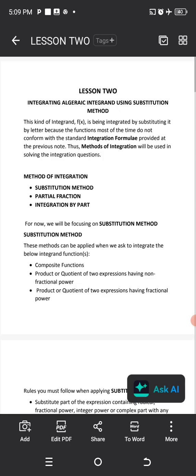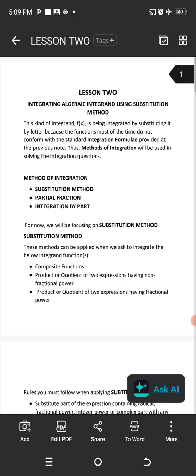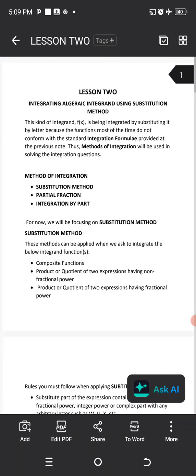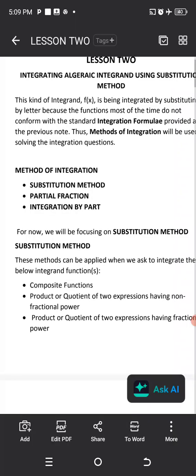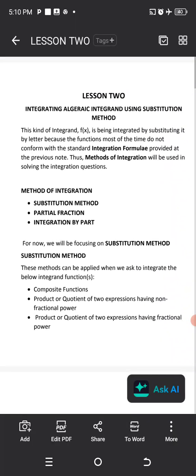And when dealing with integrations, apart from the ones that are straightforward, that you will be able to integrate directly, we have some integration methods. These methods are substitution method, partial fraction, and integration by parts. So now it lies in your hands to know the right approach, when to apply each integration method.